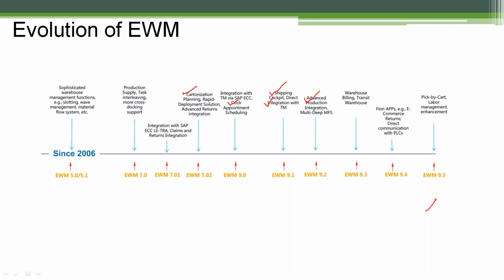Important functionalities like MFS have been continuously improved and new features are being provided. Pick by voice, warehouse billing, pick by cart, labor management, slotting, cross-docking, wave management, transit warehousing, and returns are some of the other functionalities which have been added into Extended Warehouse Management while SAP EWM was evolving over these years.